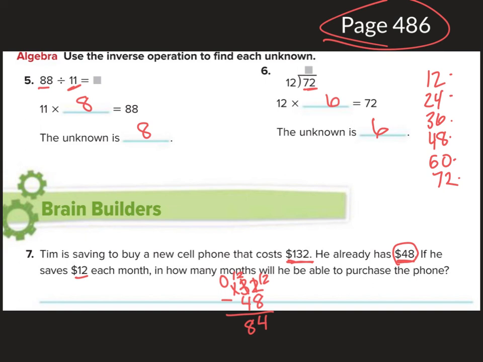So after I figure out how much money he owes, then I need to divide that by 12. So 84 divided by 12. I've already got this nice list going on, so if you just wrote that on your paper, it'd be really easy to just keep looking at that to see what you need to do. So 72 plus 12 is 84. So 1, 2, 3, 4, 5, 6, 7. He will be able to purchase the phone in 7 months.